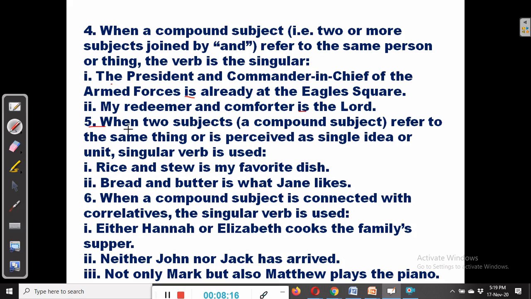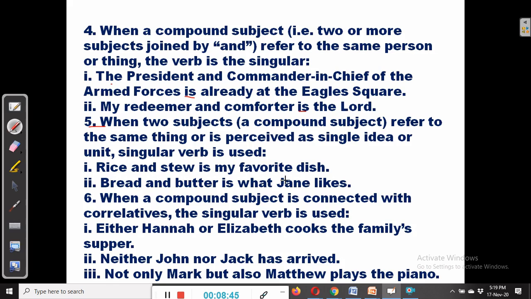Rule number 5. Alright, so let's look at rule number 5. When two subjects, a compound subject, refer to the same thing or are perceived as a singular idea or unit, the singular verb is used. This is similar to the first one, only that the other one refers to persons, and here we are looking at things. And so let's look at it.